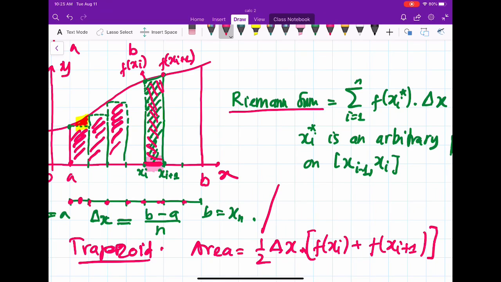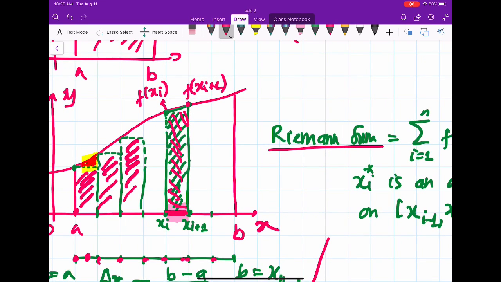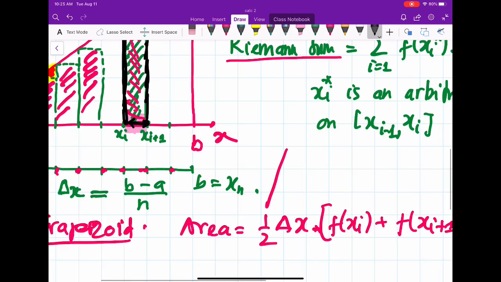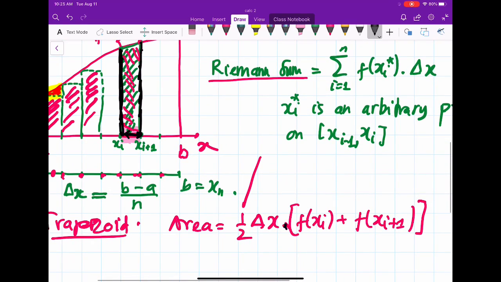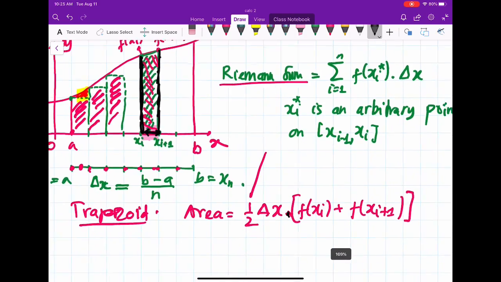Why? Because what is f(xi) plus f(xi+1)? f(xi) is this side, f(xi+1) is this, and the height is this. So you just take the sum of f(xi) plus f(xi+1), divide by 2, and multiply with the height. You have the area of the trapezoid.